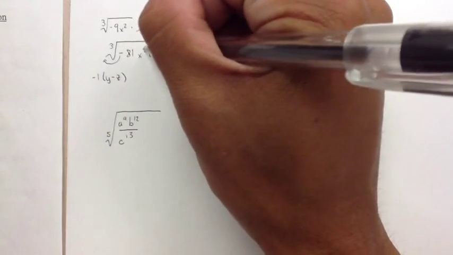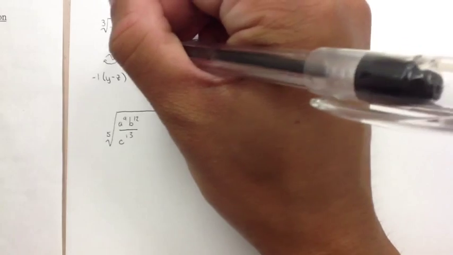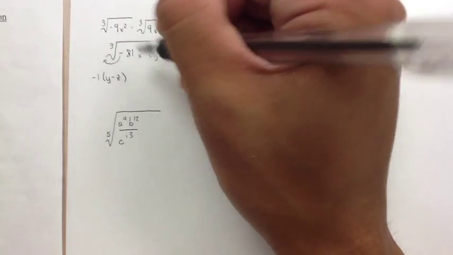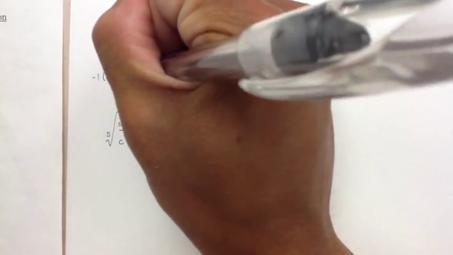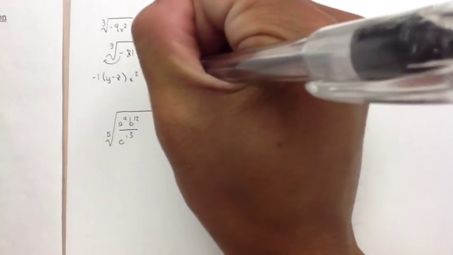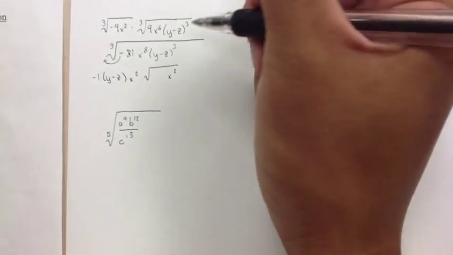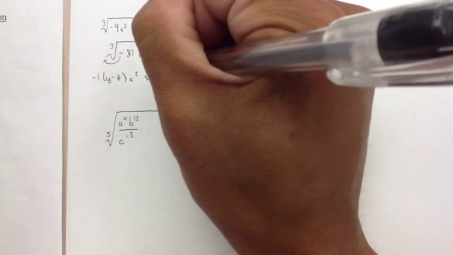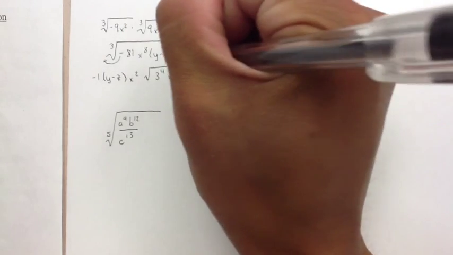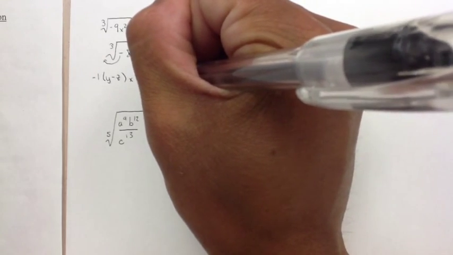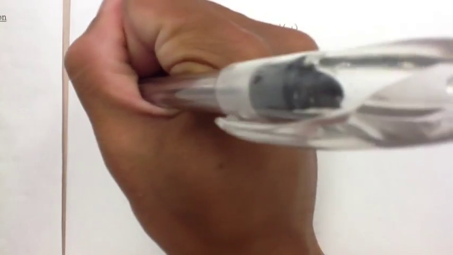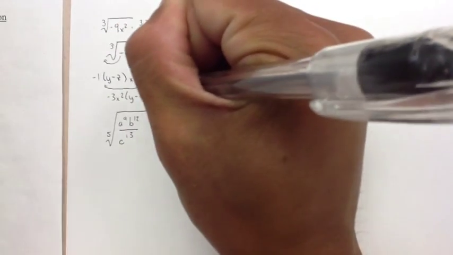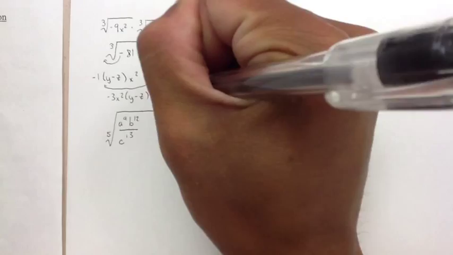X to the 8th, if I'm looking for groups of 3s, then I can really take 2 of them out, and I'm going to have 2 left inside, because it's like I took out an x to the 6th, and that came out as an x squared. This 81 is the same thing as 3 to the 4th, so I can actually take 3 of these out as well, and really this will be a negative 3 x squared y minus z, and the cube root of 3, because 1 is left over, x squared.